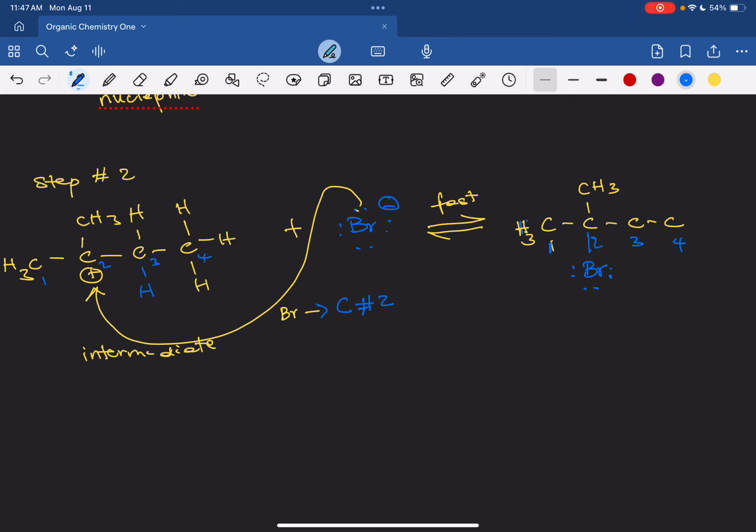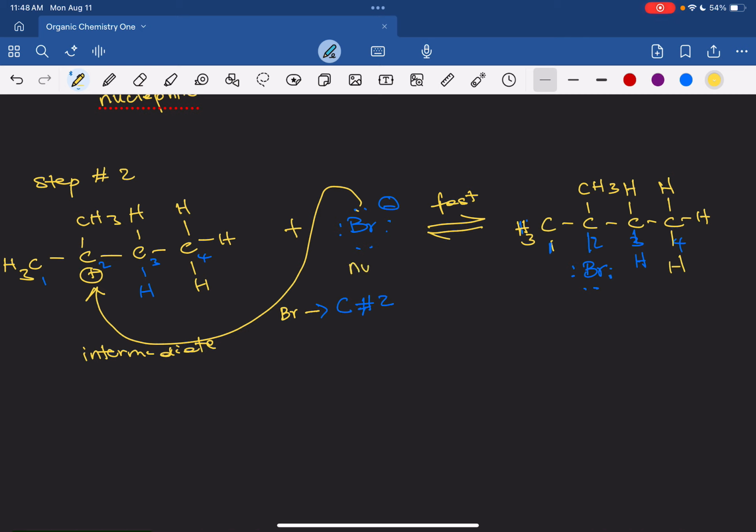Carbon 3, hydrogen, and that right there is your reaction mechanism. For any alkene plus HX, the concept is the same. The only thing they will change is the structure. So if you get the concept, it doesn't matter what structure you have, you should be fine.